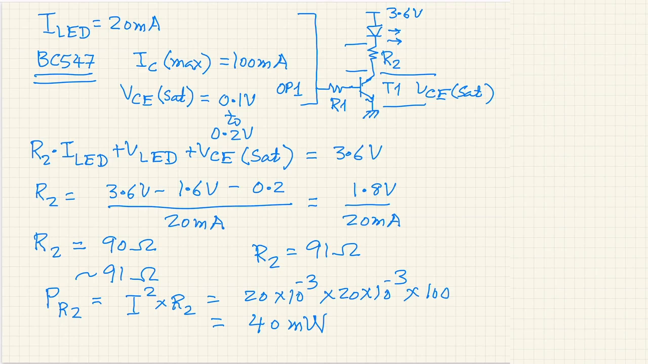Now that we have the value of R2, we must also estimate the value of the base resistor. What is the value of the base resistor here labeled as R1? Let me take you through that equation, and for ease of reference, let me redraw the circuit here. We have the value of R1, our transistor T1, which in our case we have decided to be BC547.